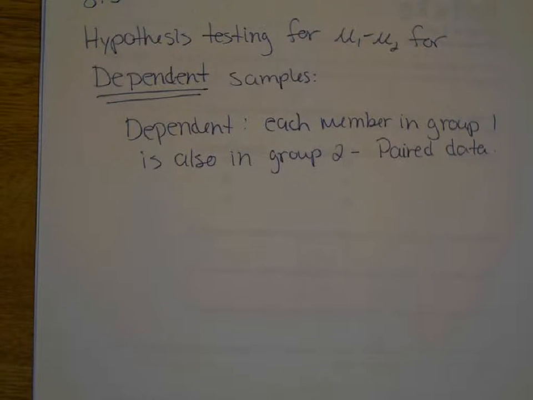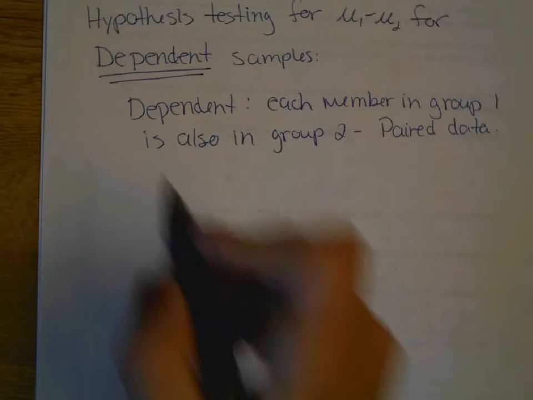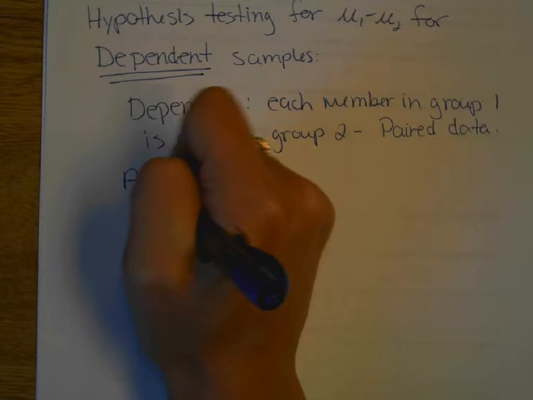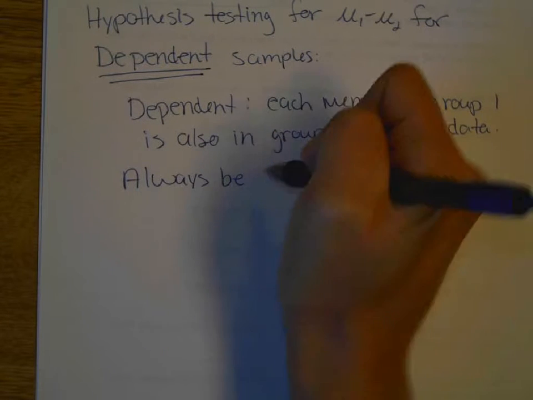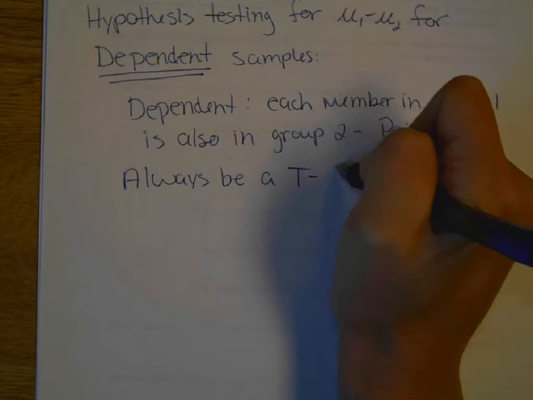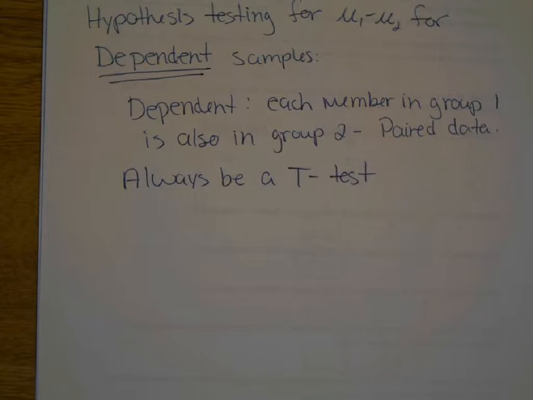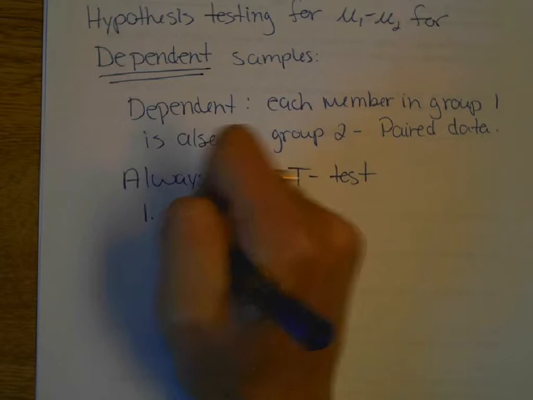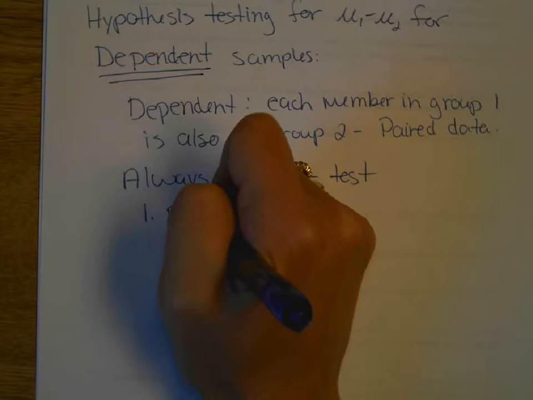Okay, for dependent samples, it doesn't matter how big the samples are, it's always going to be a t-test. So we'll be using the t-values. So that means your population has to be normally distributed.